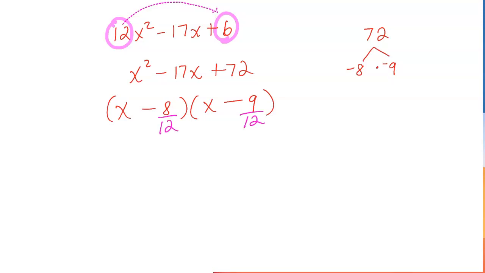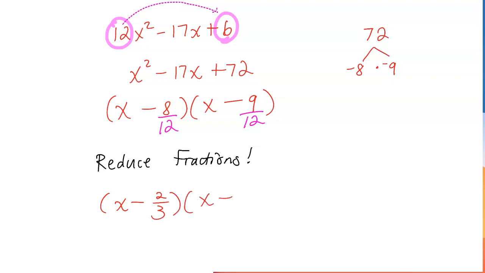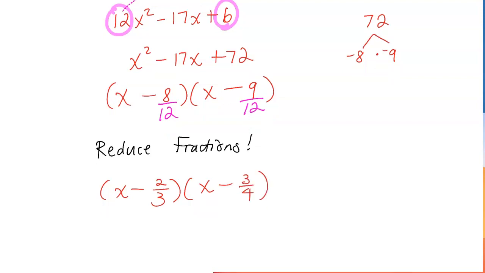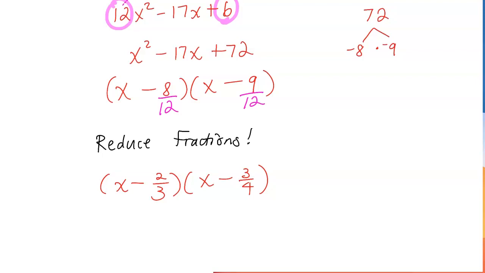8 divided by 12 and 9 divided by 12 both are reducible fractions. So reduce fractions now. If I reduce these fractions, I'll get x minus 2/3 and x minus 3/4. 8 divided by 12 turned into 2/3, and 9 over 12 turned into 3 over 4. Okay, reduce your fractions, and then we're going to do our bottoms up.